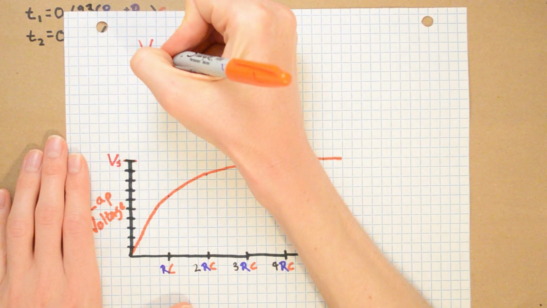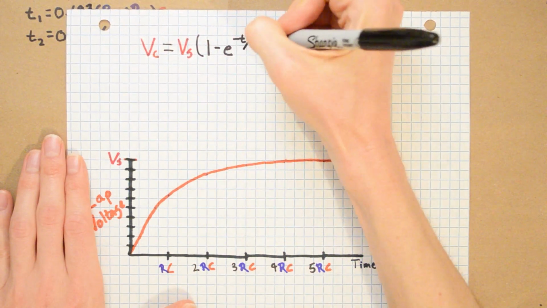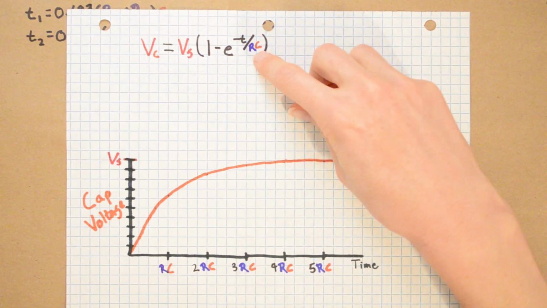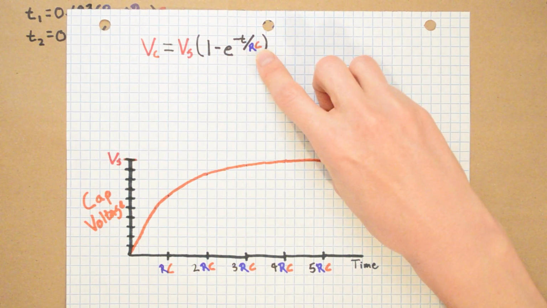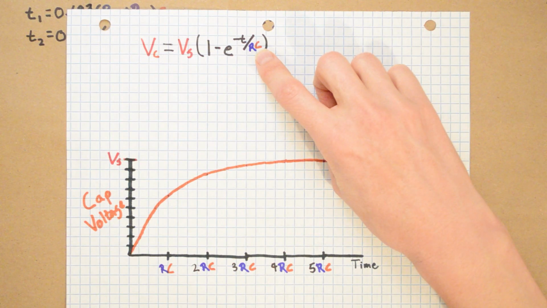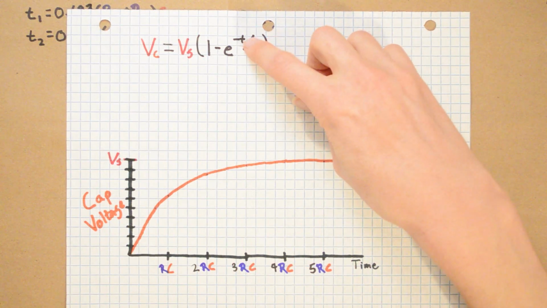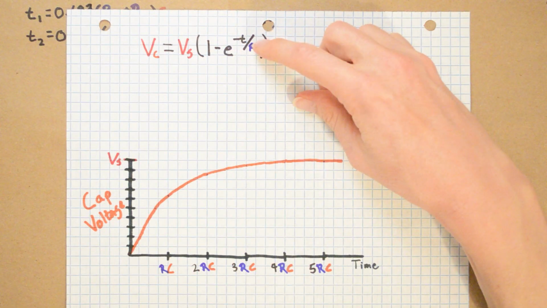The voltage across the capacitor equals the source voltage times 1 minus e to the negative t divided by RC. Let's say we wanted to know the voltage across the capacitor at time RC, and let's say RC is 0.01 seconds. So the time we are looking for is 0.01 seconds. We divide that by RC, which we already know is 0.01 seconds, and that will cancel out. We could also do this generically: at time RC, it would be RC over RC, which cancels out, so it would be e to the negative 1 in that case.